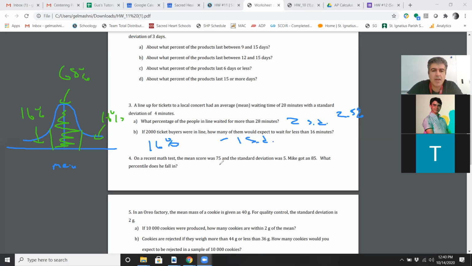So there you go. On a recent math test, the mean score was 75 and the standard deviation was 5. Mike got an 85, so obviously he is 2 standard deviations above the mean. So it's positive 2 standard deviations, which is going to be over here. Remember, that's going to be 2.5% here. So he's at the 97.5th percentile. He's in the top 2.5%. So that's number 4.